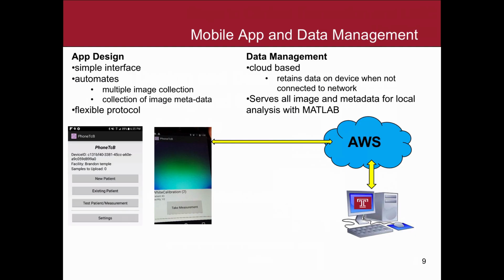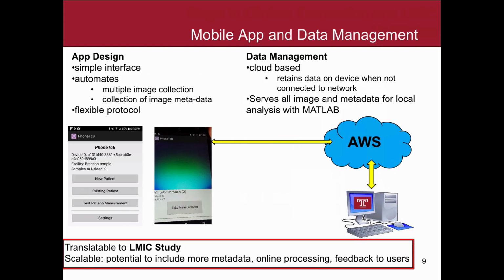Our data management system allows us to upload images to a cloud-based service, AWS, which is an Amazon web-based server. And through this, we can remotely access this server and analyze these images from MATLAB. This sets us up for possible translation to low and middle income studies, allowing physicians to remotely access the information from a computer and possibly send feedback to the cell phone.